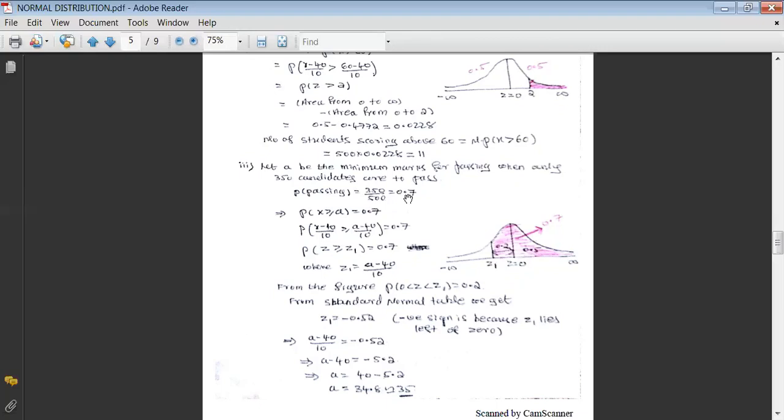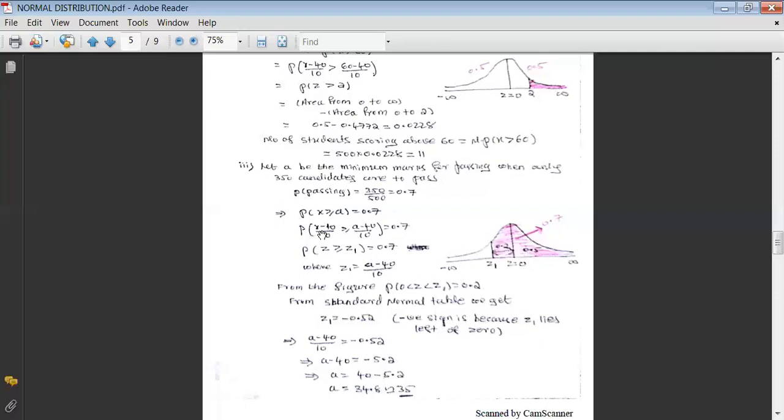That will be 0.7. And when the student passes, since we have taken A as the minimum marks for passing, the passing criteria can be written as the probability of X marks scored being greater than or equal to A. It means if the student scores the marks A or more, then only he or she is going to pass. That's why the probability of passing is written as probability of X greater than or equal to A is 0.7. Again, it is normal.